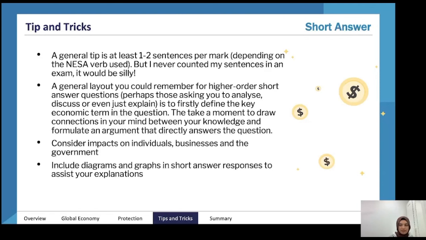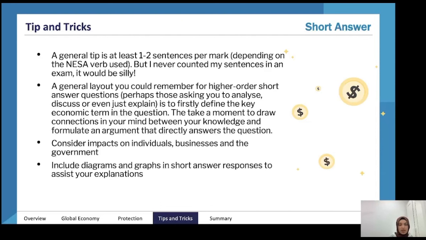Not every question will require a graph, and some topics don't even have graphs, so that's fine. But in the case that you feel like you do want to include a graph, you're more than welcome to if you feel like it will help aid your answer and add value to it.